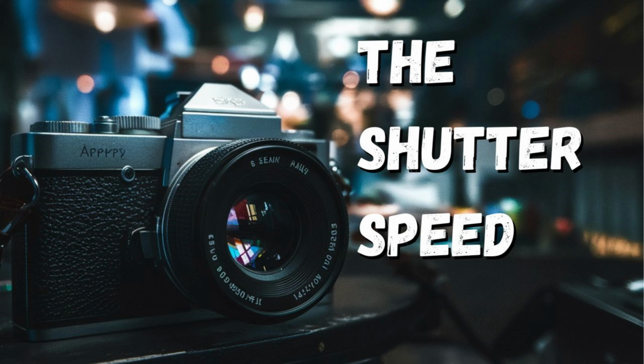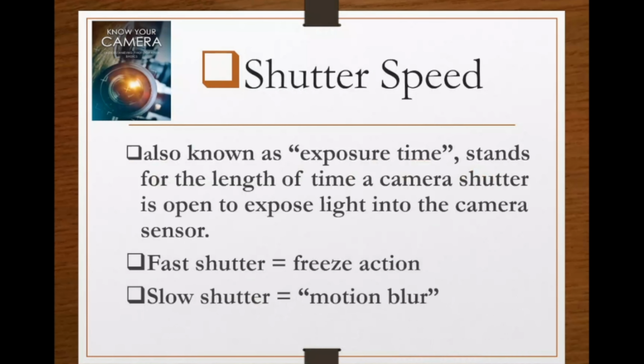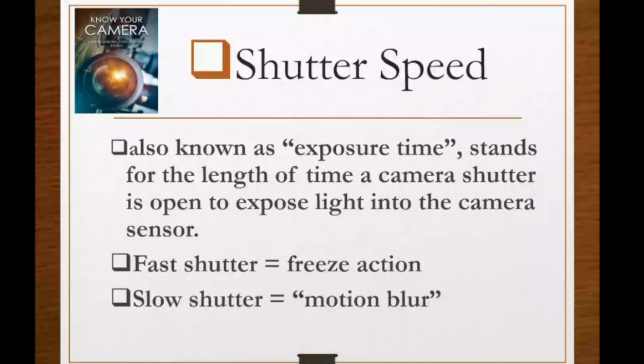It determines how long the camera sensor is exposed to light. Faster shutter speeds freeze motion, while slower speeds can create motion blur. Use fast shutter speeds for action shots and slow speeds for low light conditions or to capture movements like flowing water.